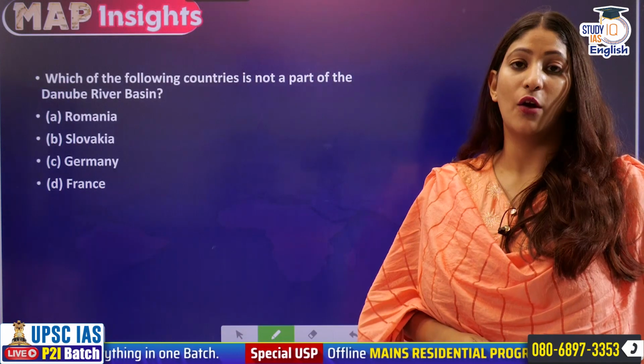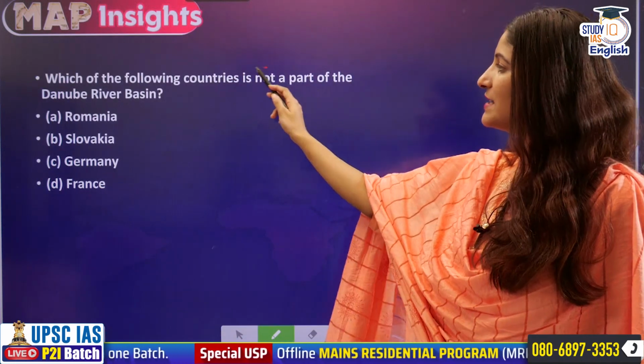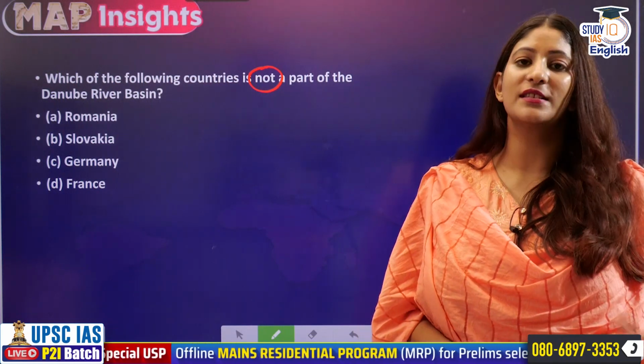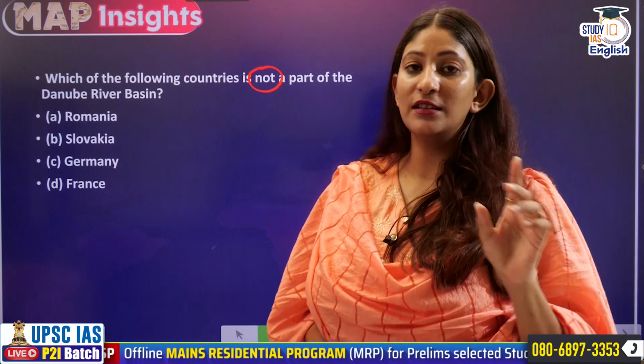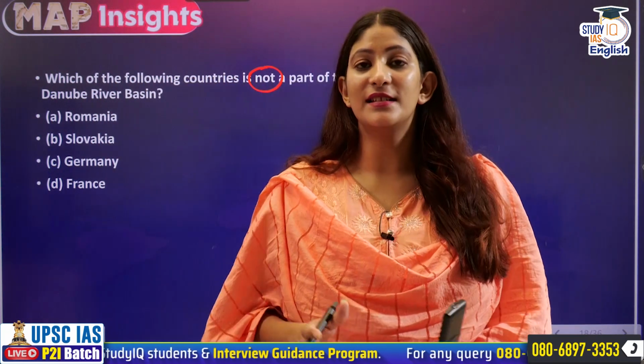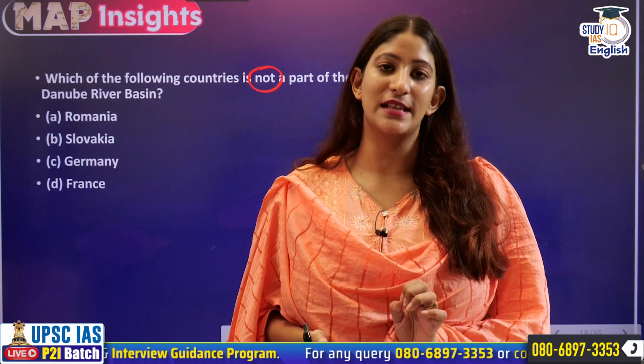Alright. Now, which of the following countries is not a part of the Danube River Basin? Important rivers that have been there in the news a lot of times are, one of them is Danube River, because of the issues with Russia and Ukraine for grain exports. And that is why it is important to know about Danube River, Dniester River, Dnieper River. These are the certain important rivers that can be directly asked in your examination.